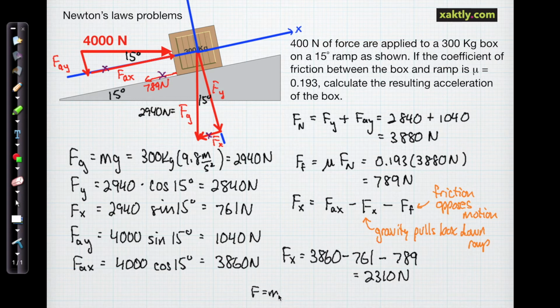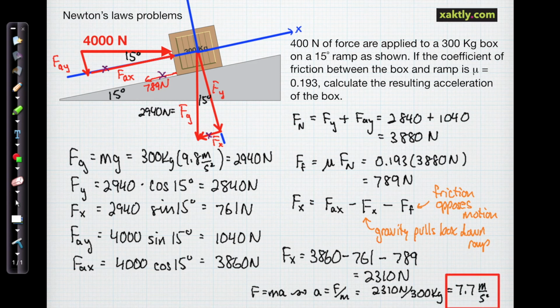And so now we're in a position to calculate the acceleration. Force is equal to mass times acceleration. And so acceleration is force over mass. And so we have 2,310 divided by the mass of the crate, 300 kilograms. And that gives us our answer, 7.7 meters per second squared of acceleration. Awesome.